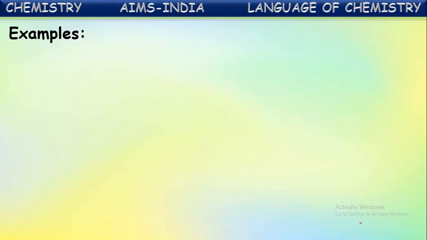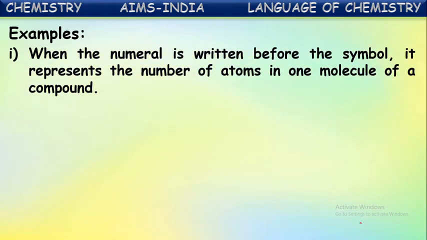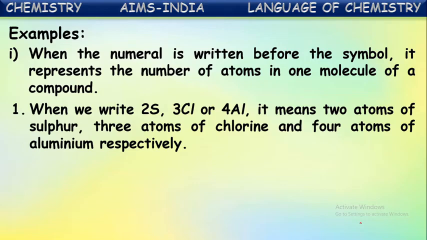For example, when a numeral is written before the symbol, it represents the number of atoms. If we write 2S, 3Cl or 4Al, what do they represent? It means 2 atoms of sulfur, 3 atoms of chlorine and 4 atoms of aluminium respectively. So if any number is written in front of the symbol, that represents the number of atoms taken, or the number of atoms of that element present.